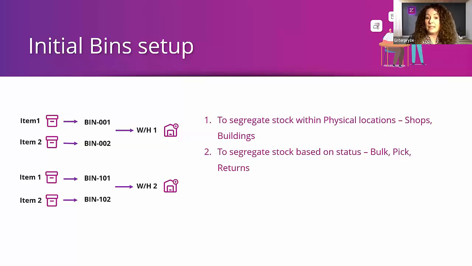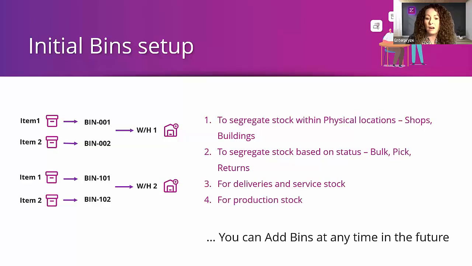So again, it's to segregate based on the status. So for bulk quantity, for picking, for returns. You might have a returns bin within the warehouse. You might have a picking bin within the warehouse as well. And again, the idea around the bins is to know exactly where to pick the stock from. For deliveries and service stock, for production stock, so it relates to all the different types of stock. And of course, you can add bins at any time in the future as well.